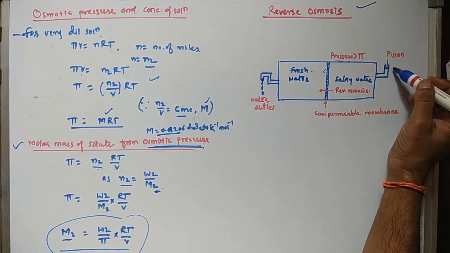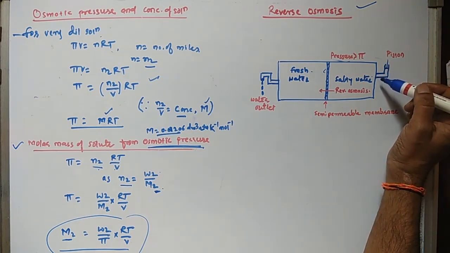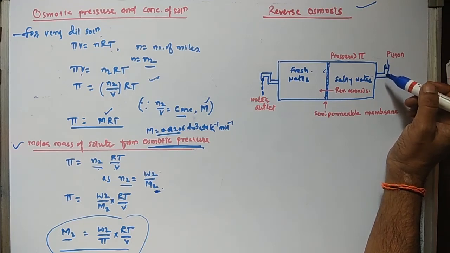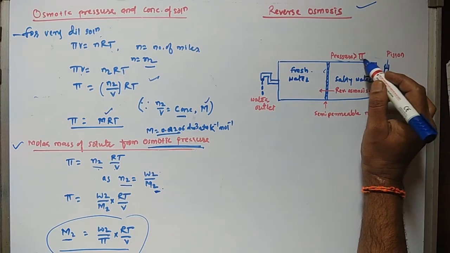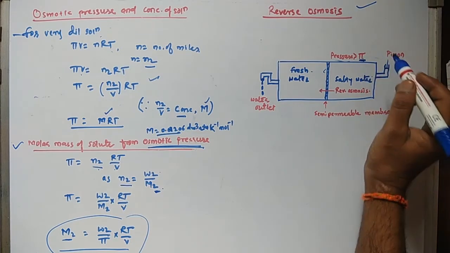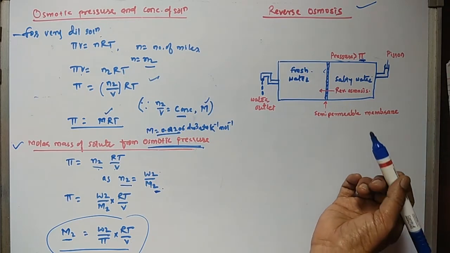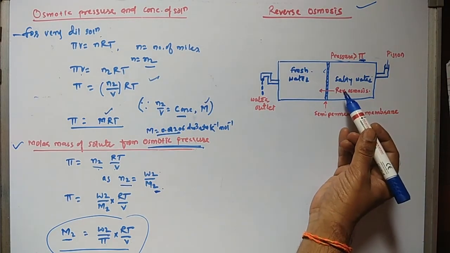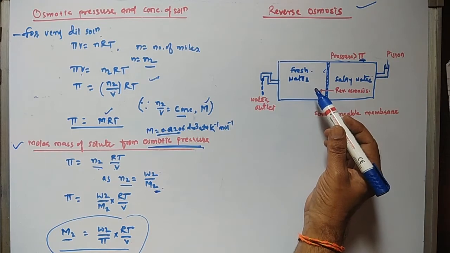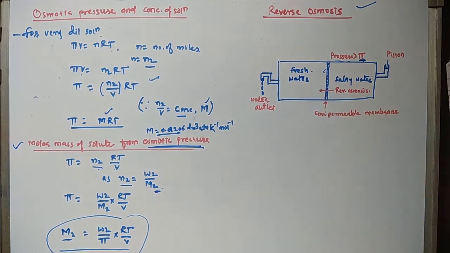If with the help of this piston we apply pressure on the solution side which is greater than the osmotic pressure pi, then the pure solvent flows from the solution towards the solvent through the semi-permeable membrane. This is called reverse osmosis.